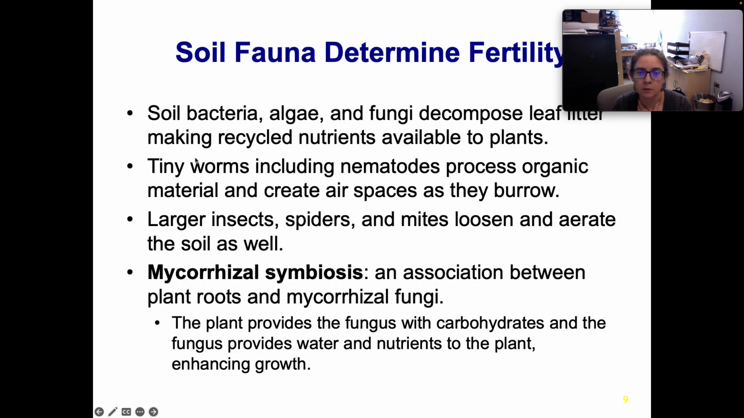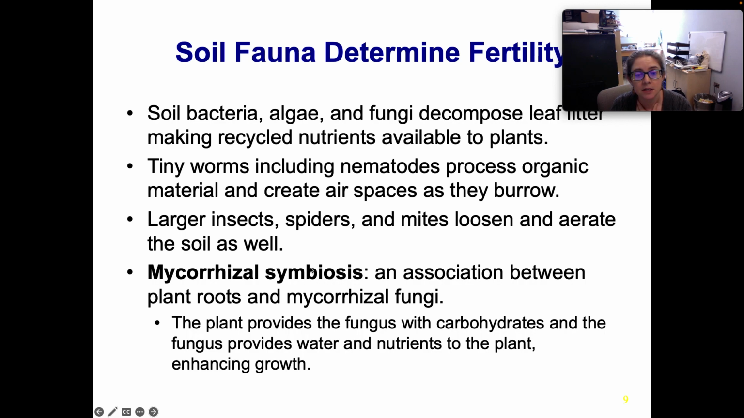So there are tiny worms like nematodes that'll process organic material, and they create air spaces as they burrow. We have larger insects, spiders, and mites that will loosen and aerate the soil too. And then there's also something called mycorrhizal symbiosis.